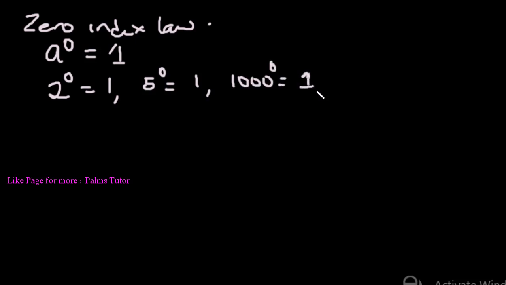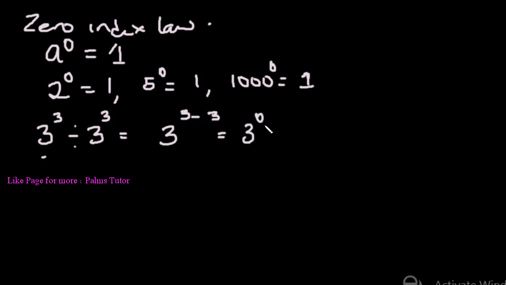And a quick way to demonstrate that would be, let's say I have 3 to the power of 3 divided by 3 to the power of 3. For the division law of indices, when you are dividing, you subtract. You copy the base, which in this case is 3, and subtract the index. So we have 3 minus 3. 3 minus 3 is 0, so this is 3 to the power of 0, which is going to be 1.